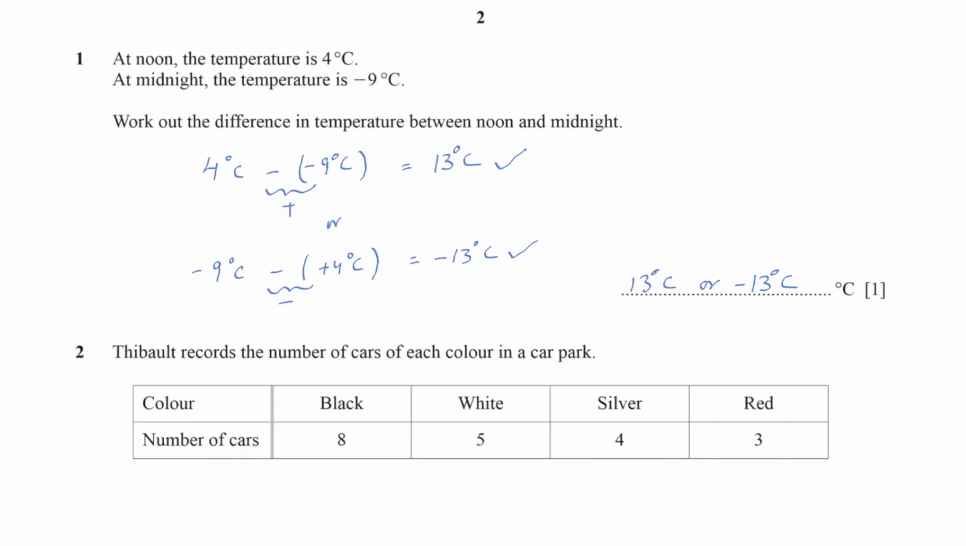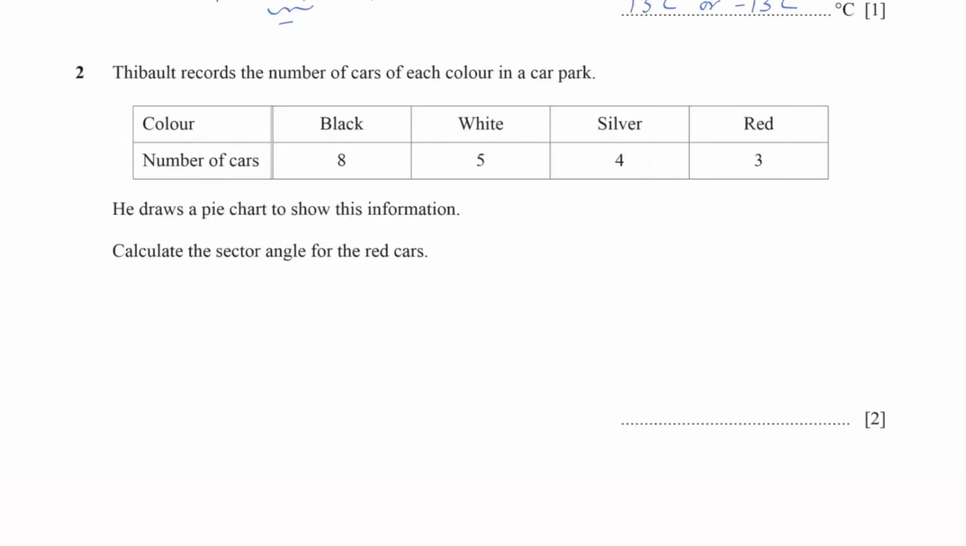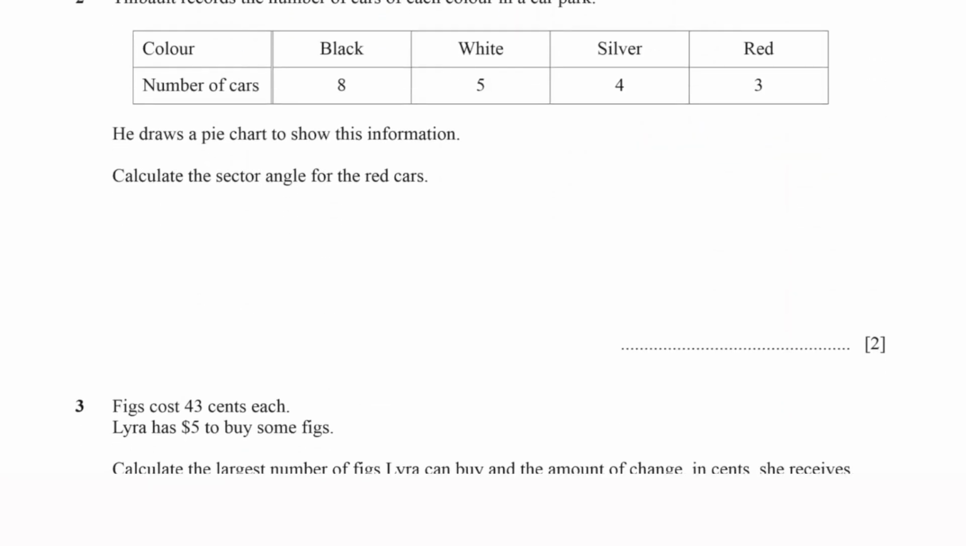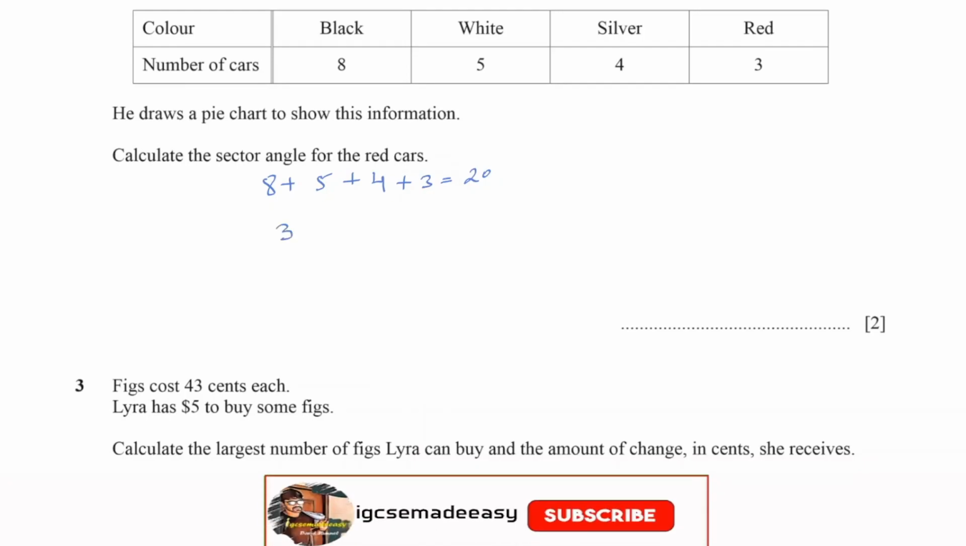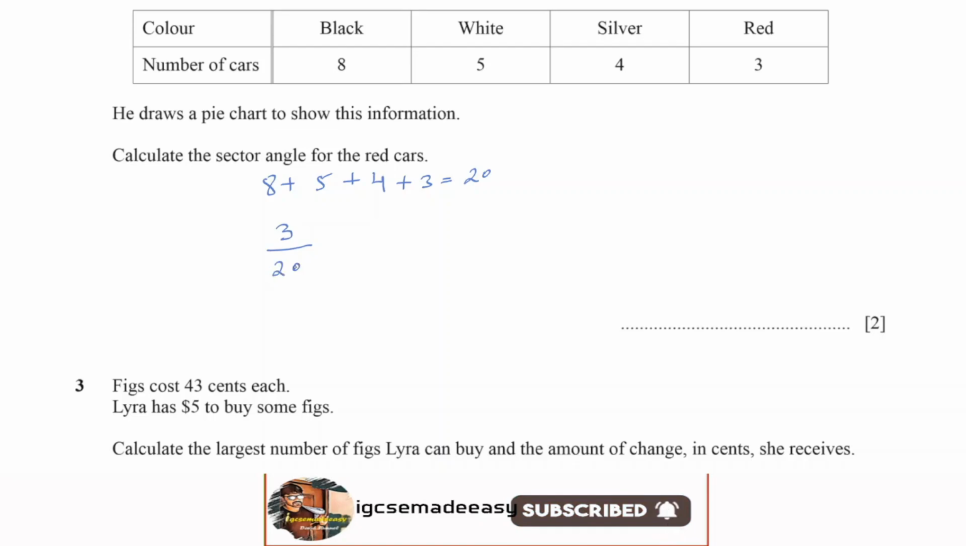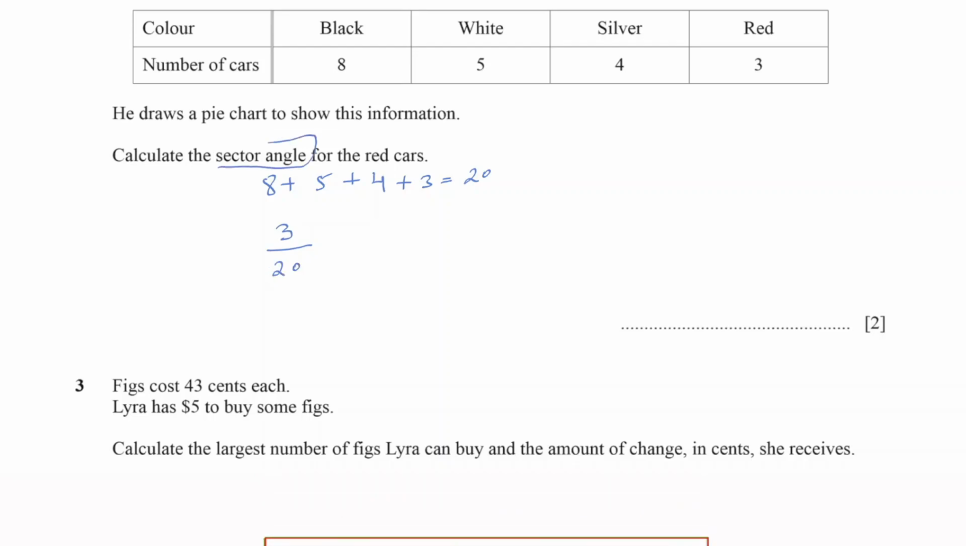So how many total number of cars are there? Let's find out. We can add all the cars together to get the total number of cars. So we can add 8, that is black cars, 5 white cars, 4 silver cars and red is 3. If we add 8 plus 5 plus 4 plus 3 in our calculator, it gives me 20, and the total is 20, and out of 20, 3 cars are red.